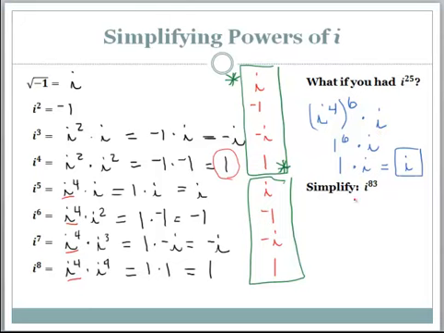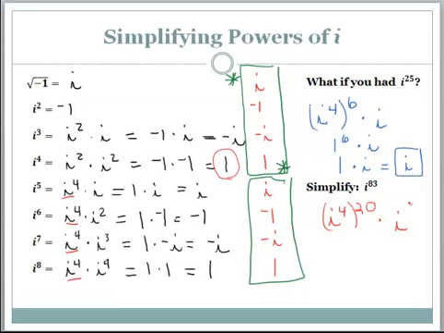So let's try another one. i to the 83rd power. How many 4s are there in 83? We can divide it on our calculator. 83 divided by 4, we get 20 and something. So we're going to say that there are i to the 4th to the 20th power. Well, that's only i to the 80th.